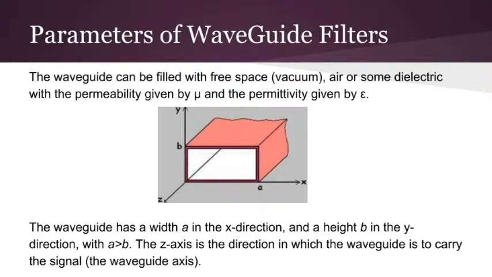The key parameters of waveguide filters. The waveguide filter can be filled with free space, such as a vacuum, air, or some dielectric with the permeability given by mu and the permittivity given by epsilon. As you can see, the cross-section of a waveguide with long dimension A and short dimension B, where A is in the x direction and B is in the y direction, with A being greater than B. The z-axis is the direction in which the waveguide is to carry the signal.